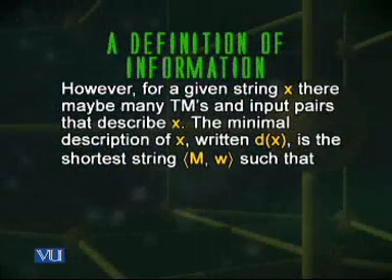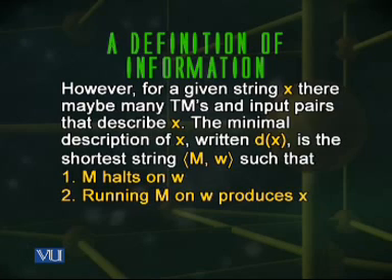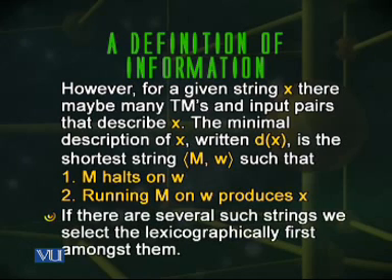However, for a given string X, there may be many TM and input pairs that describe X. The minimal description of X will be denoted by D of X, and it is the shortest string M, W such that two properties hold. One is when we run M on W, it halts, and the second is running M on W outputs the string X. Well, now, what if there are several shortest such strings? In this case, D of X is going to be the lexicographically first such string.